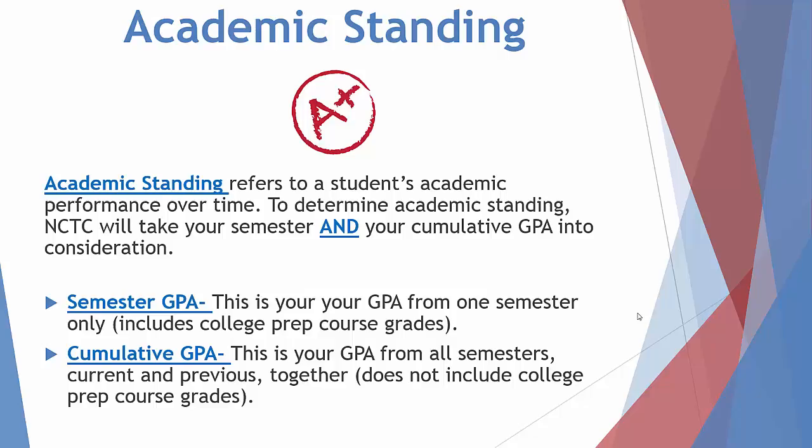Academic standing refers to a student's academic performance over time. To determine academic standing, NCTC will take your semester and your cumulative GPA into consideration. Your semester GPA is your GPA from one semester only and includes college prep course grades. Your cumulative GPA is your GPA from all semesters, current and previous, and does not include college prep course grades.